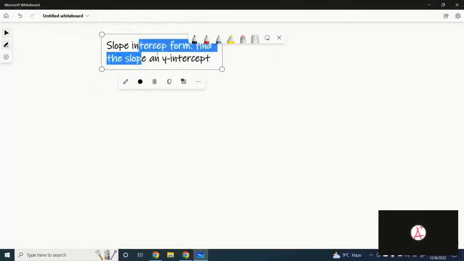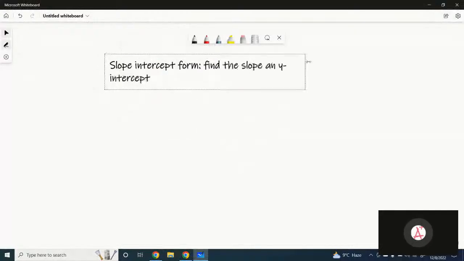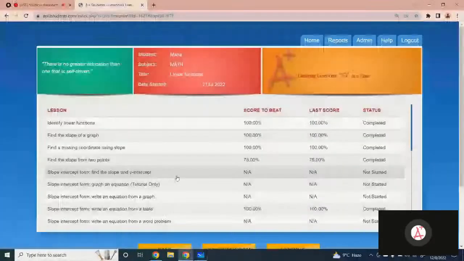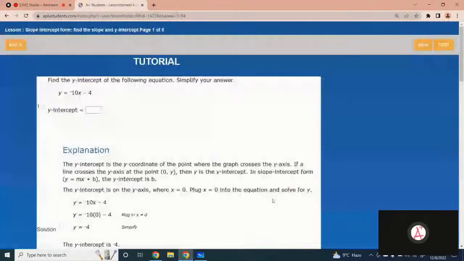Okay, so here is the lesson name: slope intercept form, find the slope and the y-intercept. We are on grade 9 maths. The chapter name is linear functions. And the lesson we're going to start with is slope intercept form, find the slope and y-intercept. Got it? Let's start with the test button. Okay, find the y-intercept of the equation. Got it?